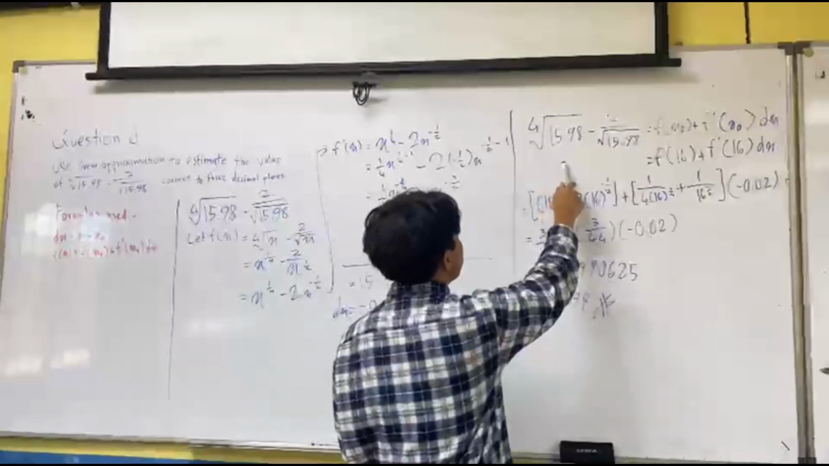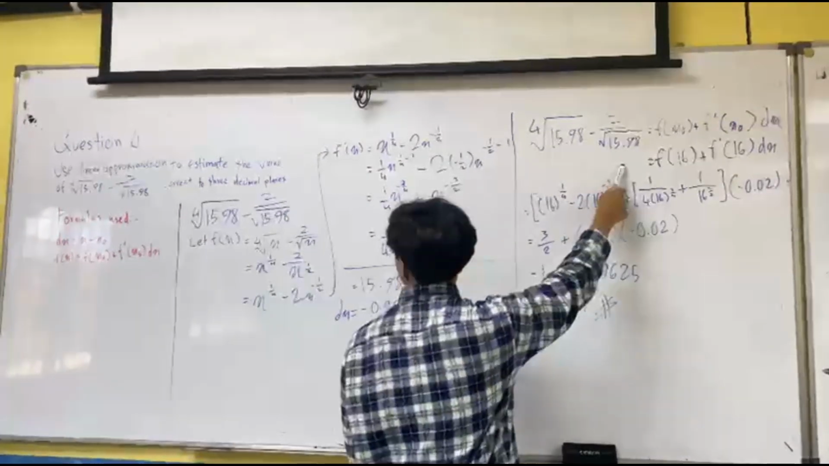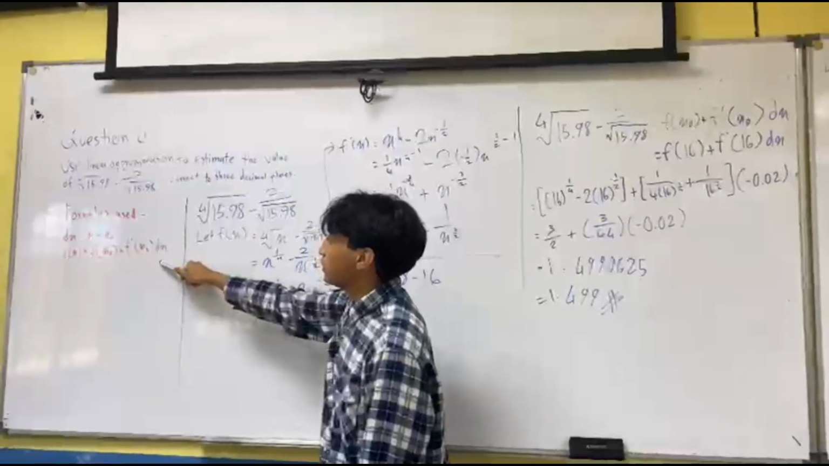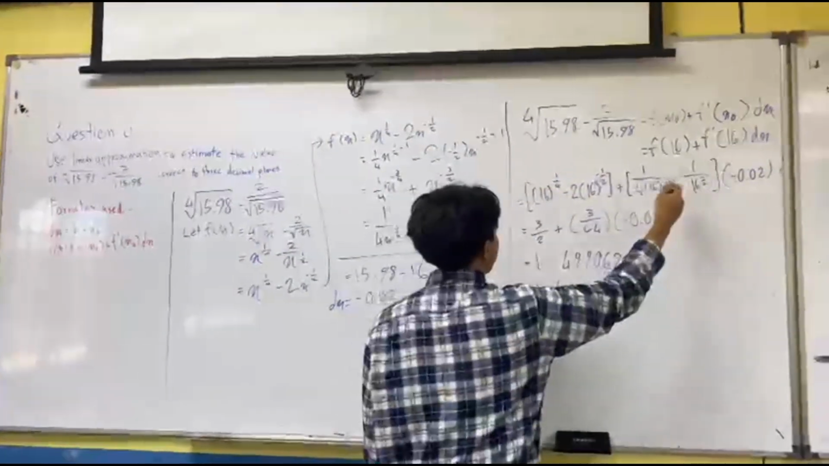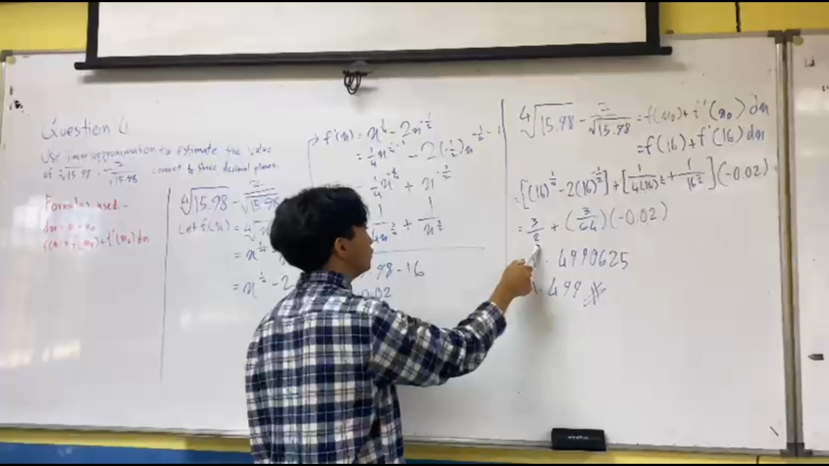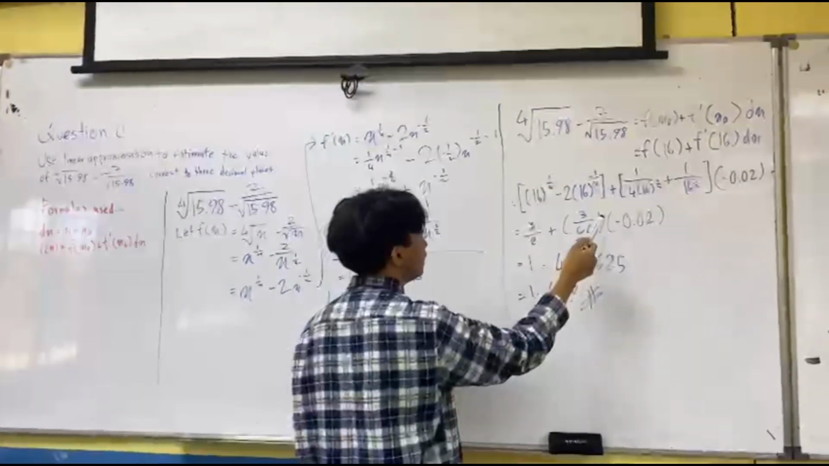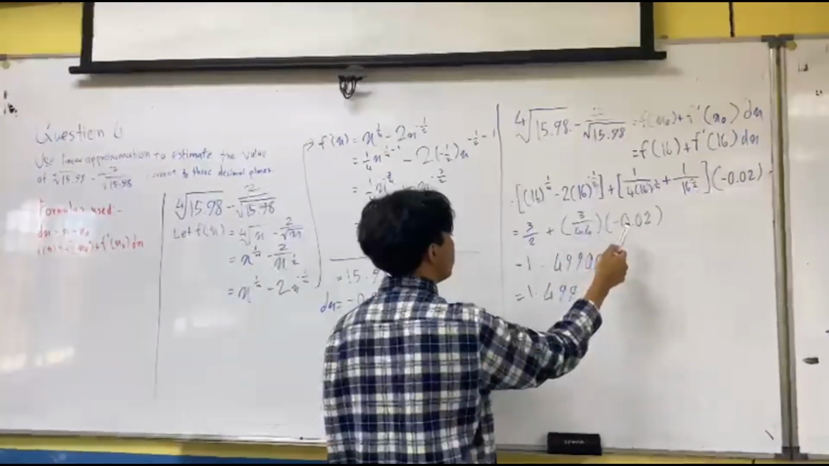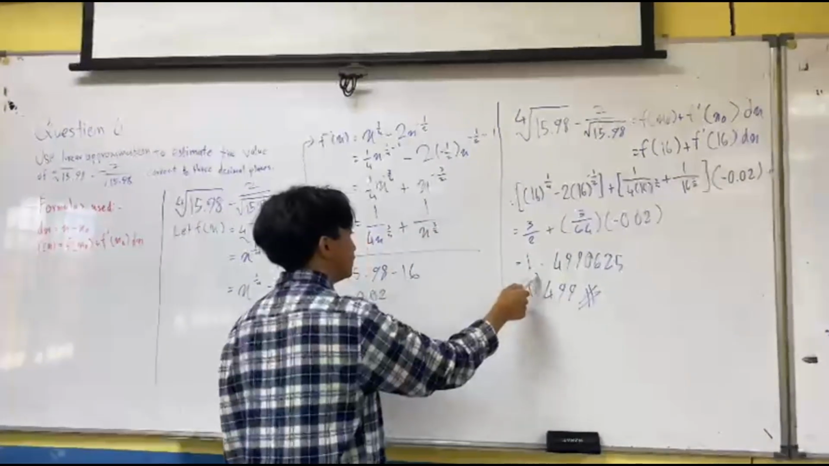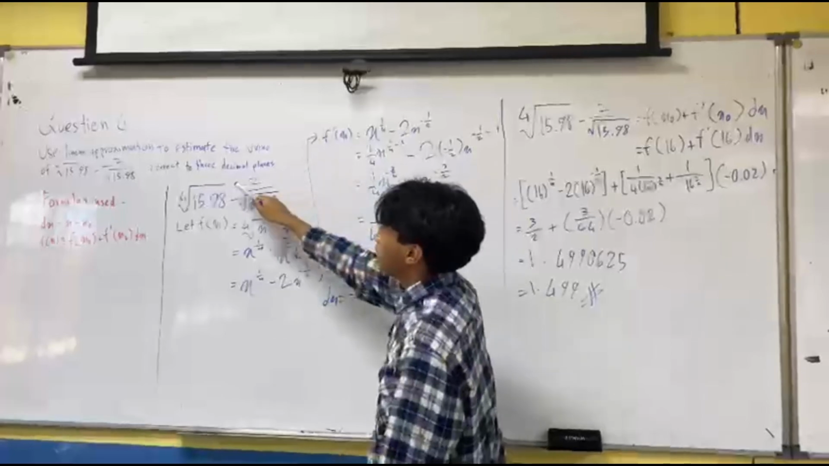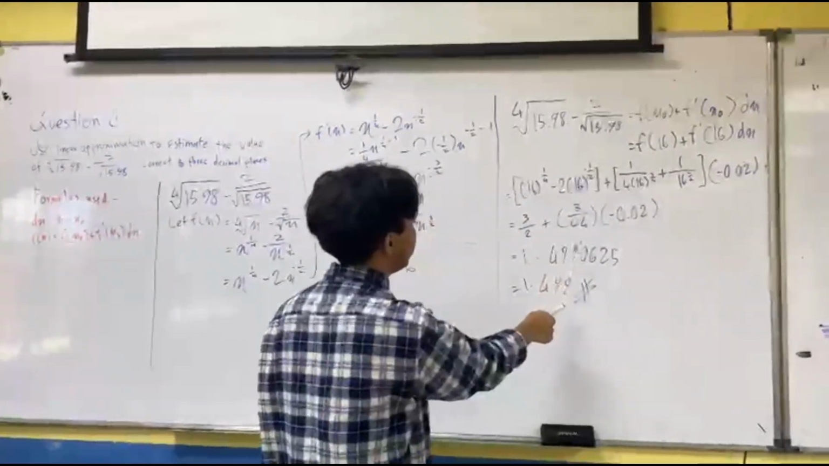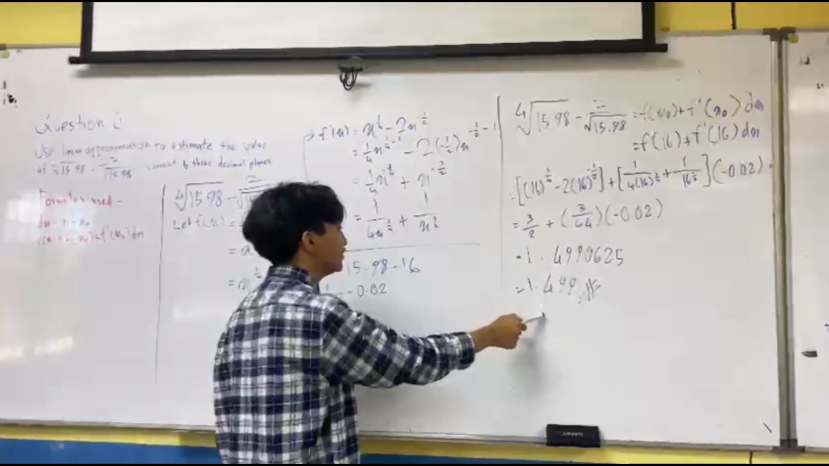For the final step, we just substitute in the formula used here for the linear approximation, and we substitute all of this. And then we get 3 over 2 plus 3 over 64 times negative 0.02. The answer is 1.4990625. But they asked for 3 decimal places, so the final answer is 1.499.